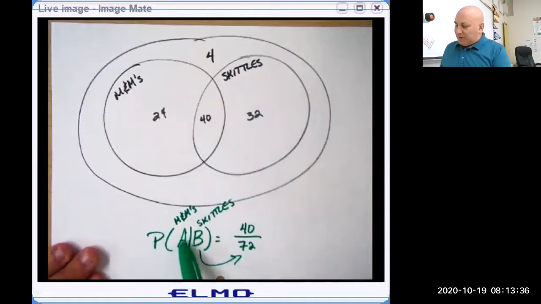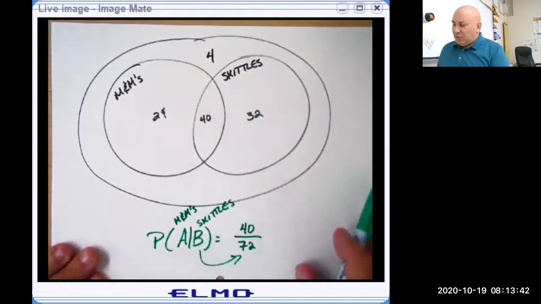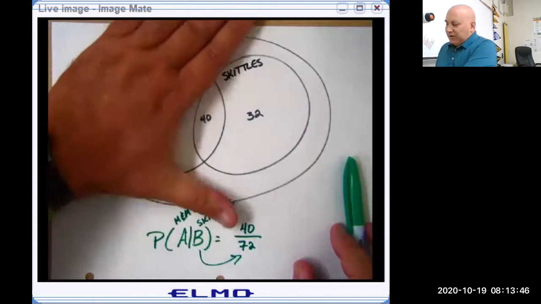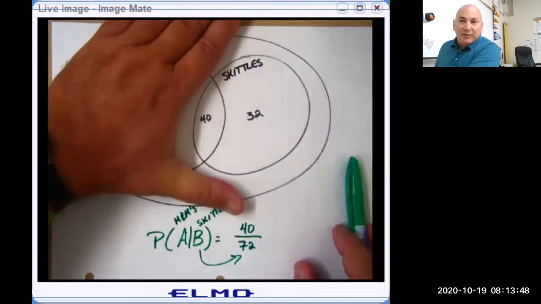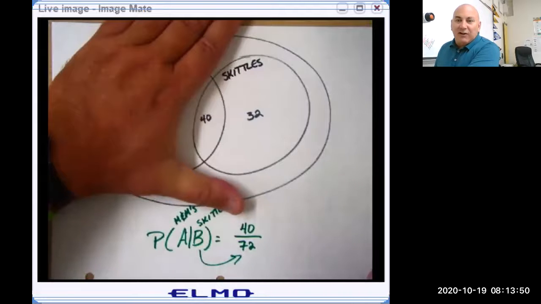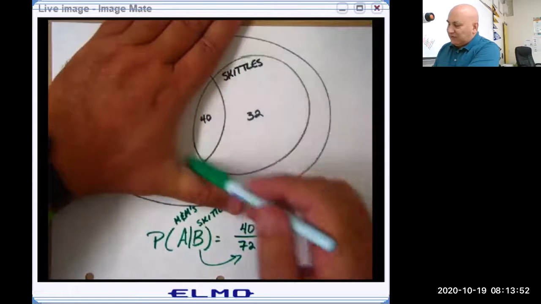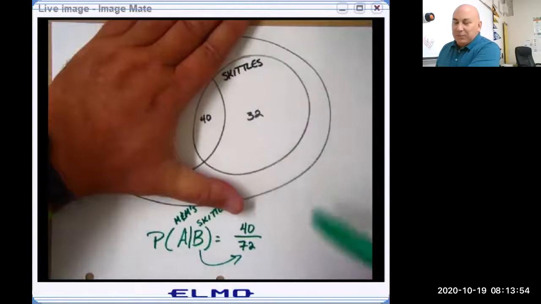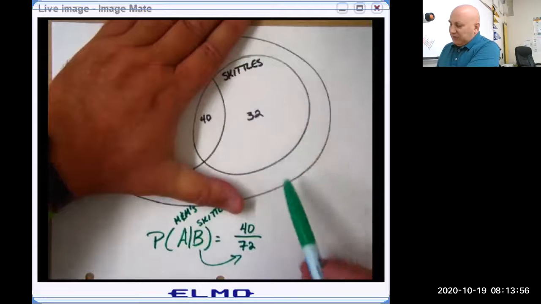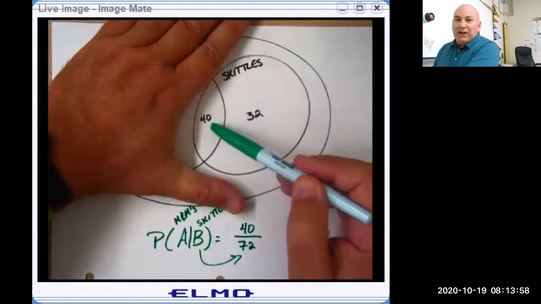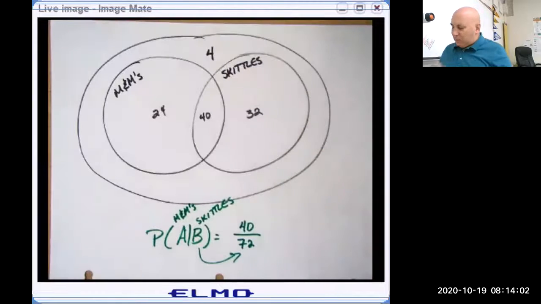So what is the probability that somebody likes M&Ms given that they like Skittles? Well, if we say given that they like Skittles, we're only looking at the Skittles circle. We are reducing our sample space to just these 72 people. Now, of these 72 people, these 40 also like M&Ms. So that's how we get 40 out of 72.